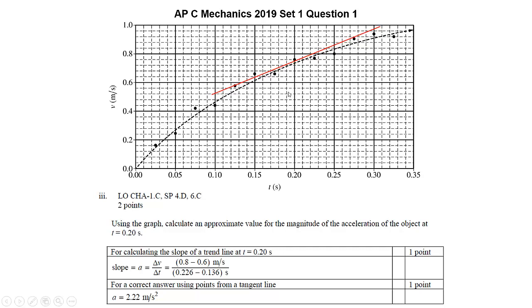By the way, you can use a straight edge during the test, right? A ruler, in other words. So if you have a straight edge, you can draw this. You don't have to eyeball it and try to draw a straight line, right? Use your ruler and draw a good line and then pick 2 good points on it. And they're looking for anything that's in that ballpark.